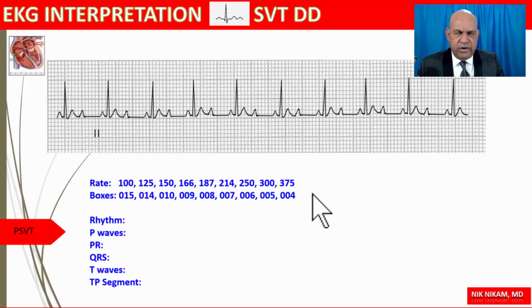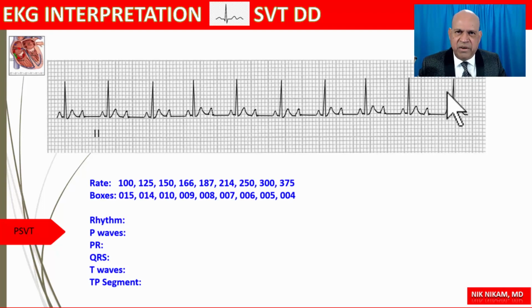If it was less than 225, then it could have been PAT with 2-to-1 conduction. Talking about PAT with 2-to-1 conduction, we should always think about digitalis toxicity. So that's how we deduce a diagnosis. Is this atrial fibrillation? No. Is this multifocal atrial tachycardia? No. Is this a junctional tachycardia? No.